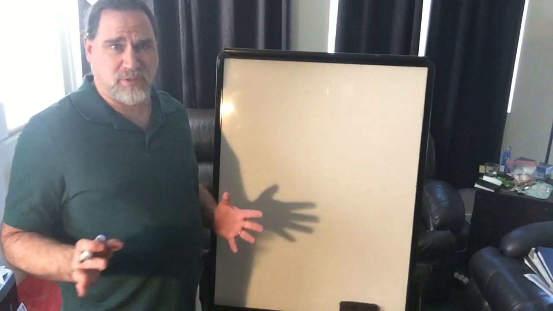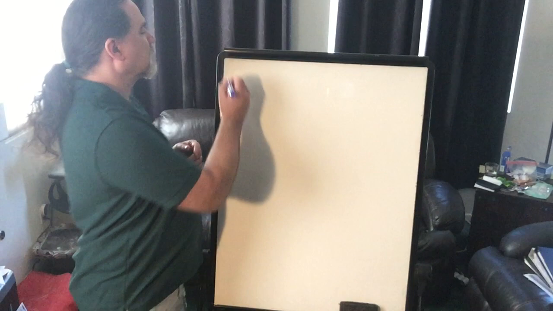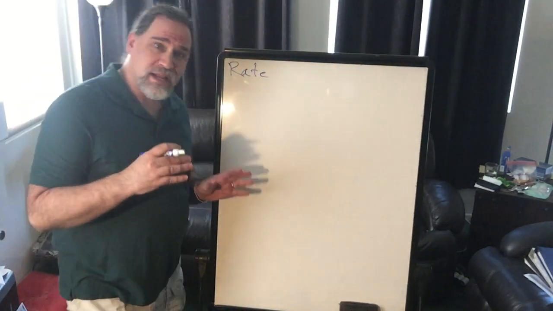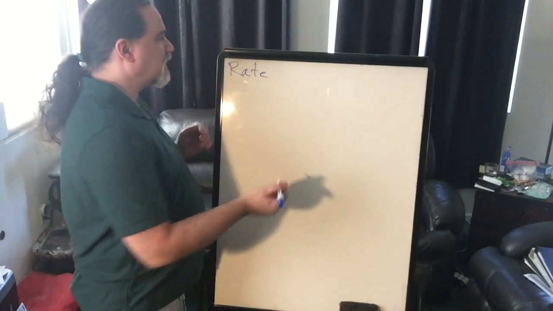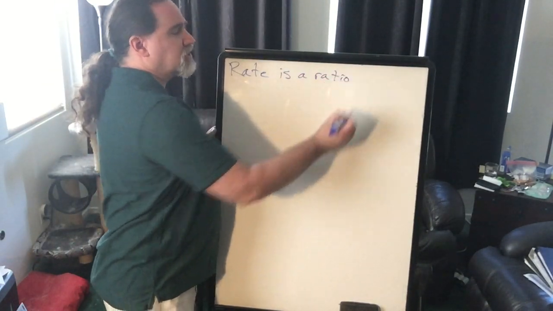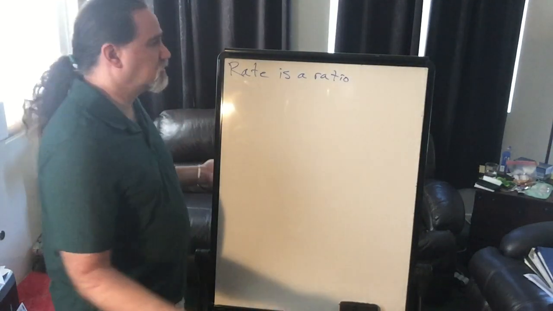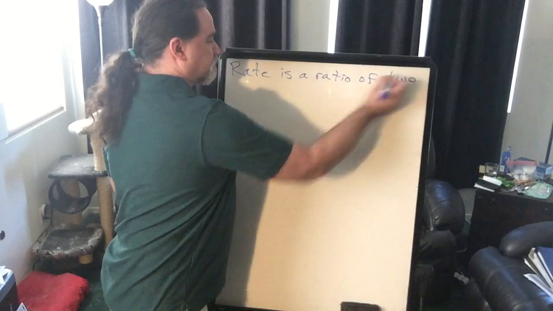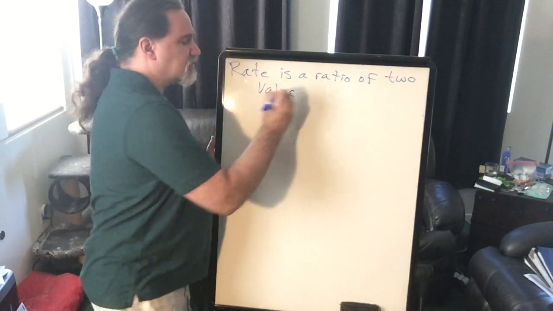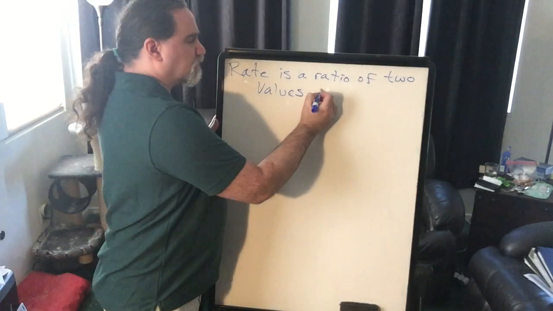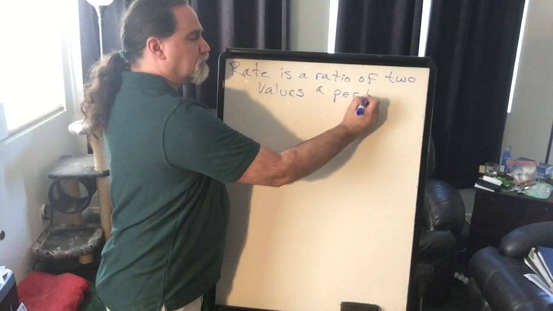Okay, so let's start out with a little vocabulary. What is a rate? When I say the word rate in math, it has a very specific meaning. A rate is a ratio. A ratio is just a fancy word for a fraction of two values that are not of the same type. We refer to this as sort of an A per B.